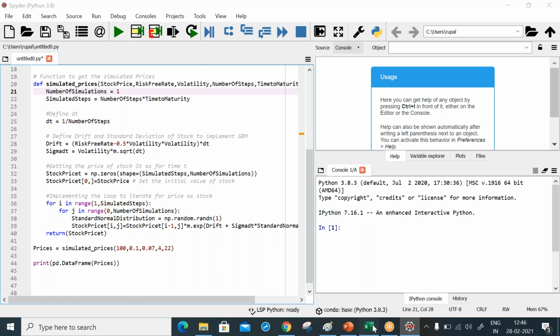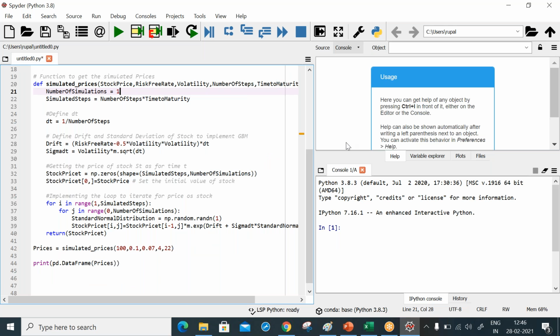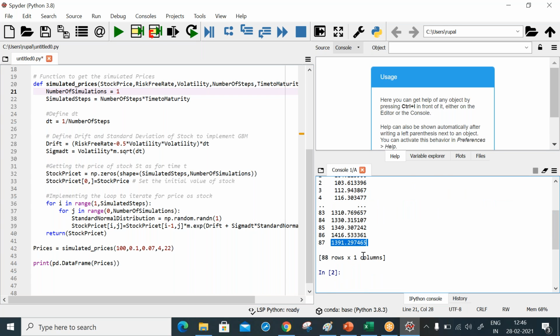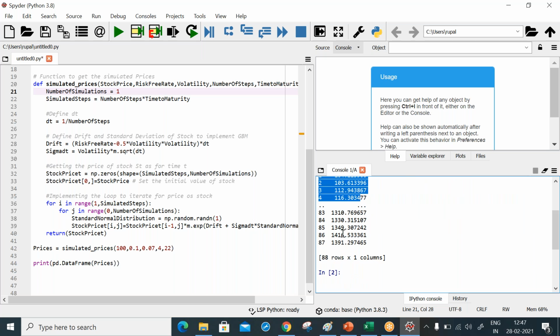Now I will be running this code, and after running this code, as the number of simulations is only one, we should get a series of prices, something like this. Let's see. We are getting it: 88 rows with only one column. Why one column? Because our number of simulations that we have run is only one. It is exactly like yesterday, as what was in Excel for only one simulation.